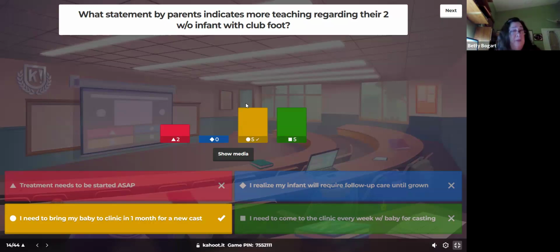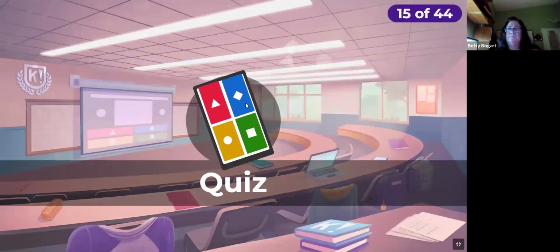Treatment needs to be started quick because they heal quick as a young neonate. Number two, they're going to need follow up with orthopedics or with podiatry, making sure their feet are still good. They might need special shoes. And then every week is way too long to wait. Every month is too long to wait. Every week they've got to be there.